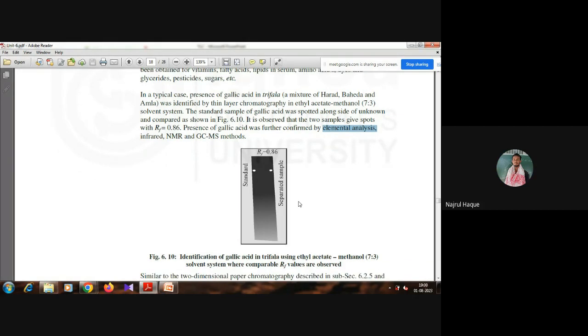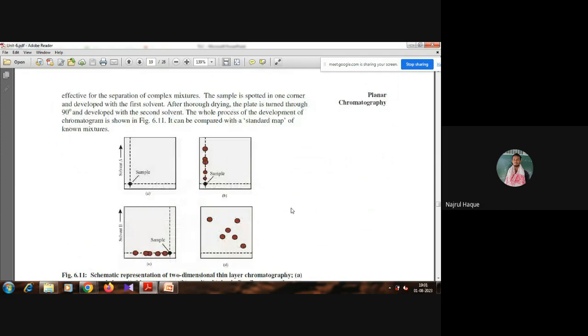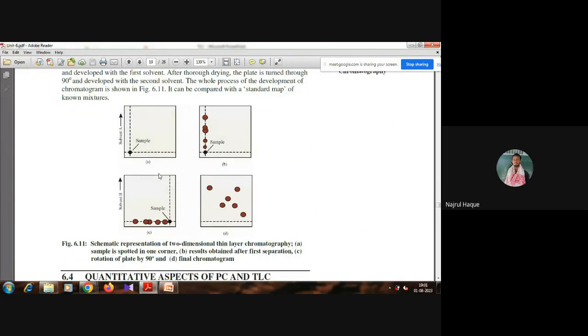Okay, so this is the identification of gallic acid in Triphala using ethyl acetate methanol 7 is to 3 solvent system, where comparable Rf values are observed. Then this is the two-dimensional TLC, where the sample is spotted at one corner, just like this. In two-dimensional, I already told you that in one horizontal and one vertical direction, two different solvents are used.